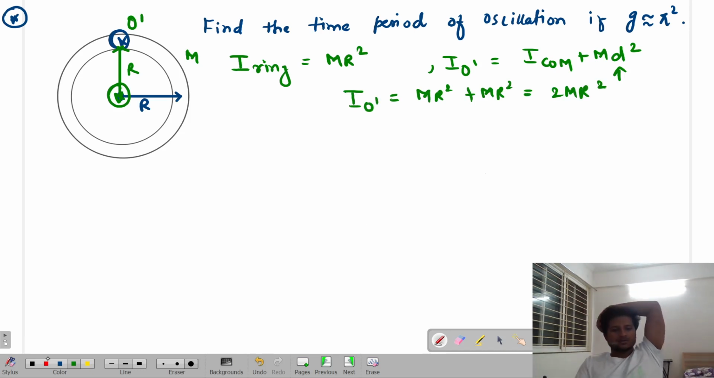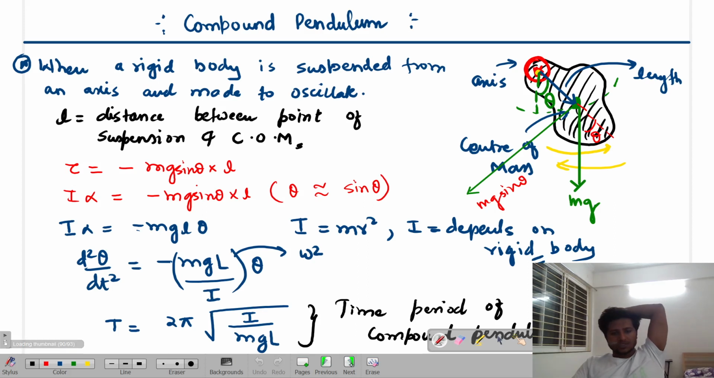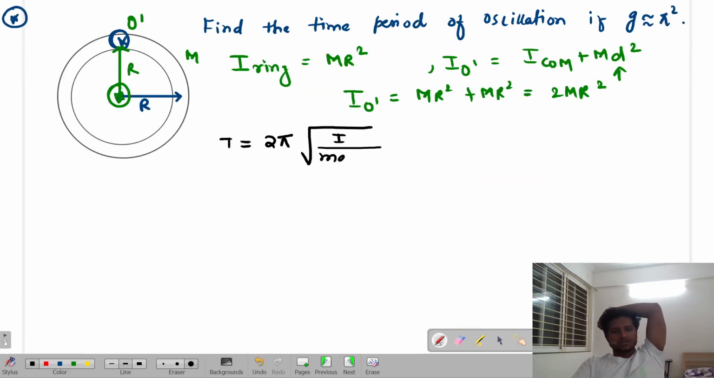Is that clear? Then time period becomes what? T is 2 pi root under I by mgl. What was that relation? mgl, where l is the radius r, I can replace it. So T is equal to 2 pi root of I, which is 2 mr square, by mg r. The m and g cancel, r cancels.